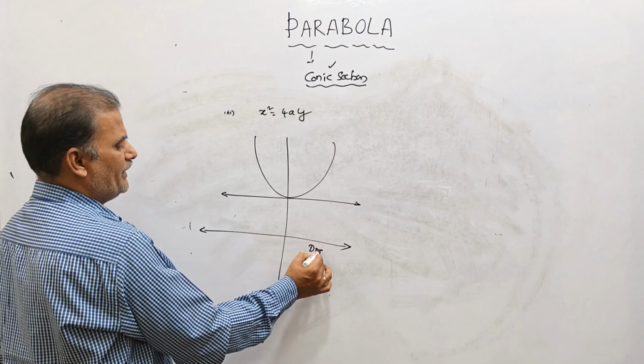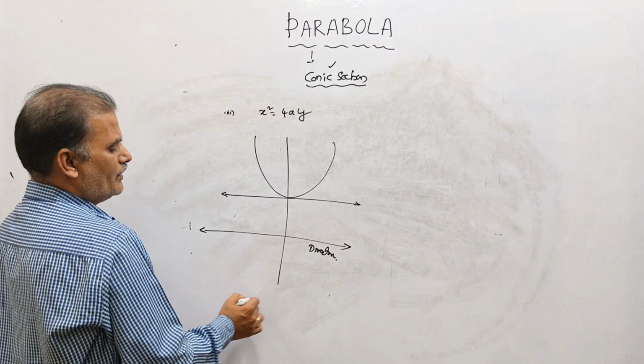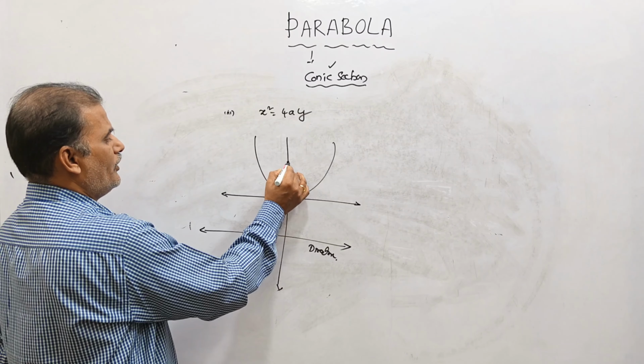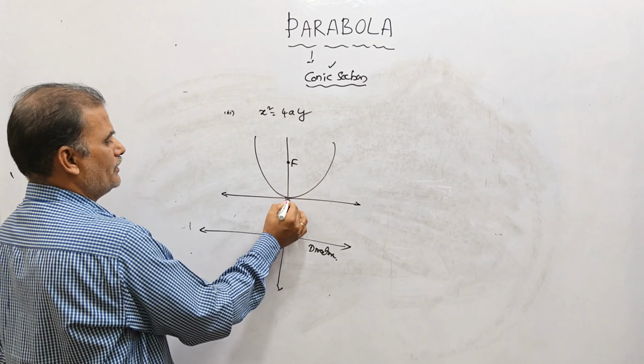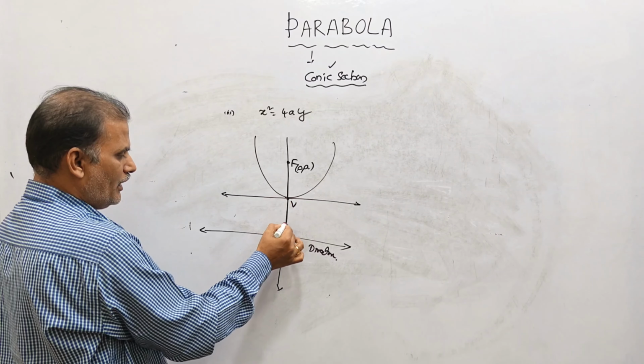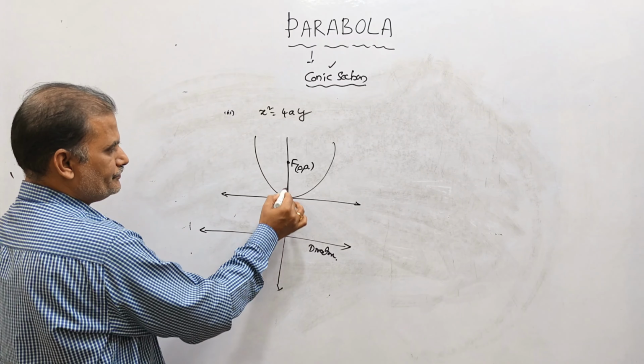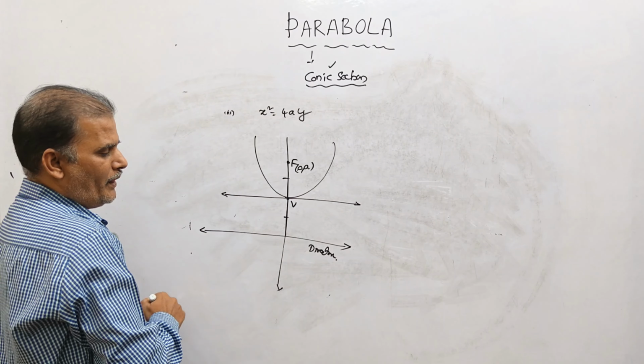This is the equation of directrix. Here there is the focus. This is the vertex, and the focus is here at 0, a, because it is symmetric about the y-axis. Symmetric about the y-axis: 0, a, because x is 0 and y is a. The distance between the focus and the vertex, and the vertex and the directrix, is the same. Now the equation of directrix here is y is equal to a.